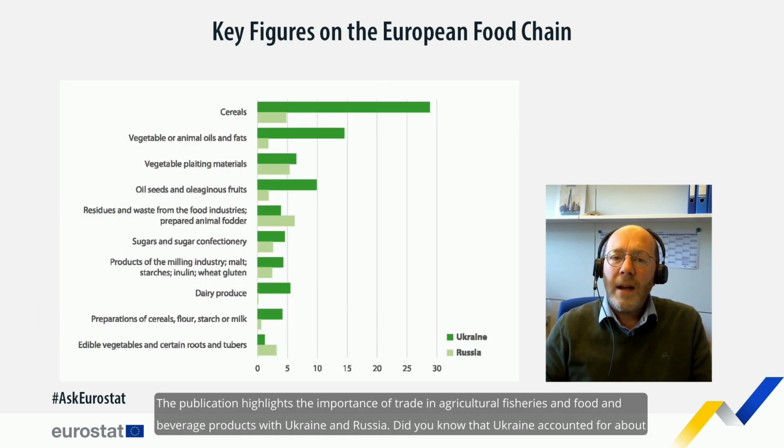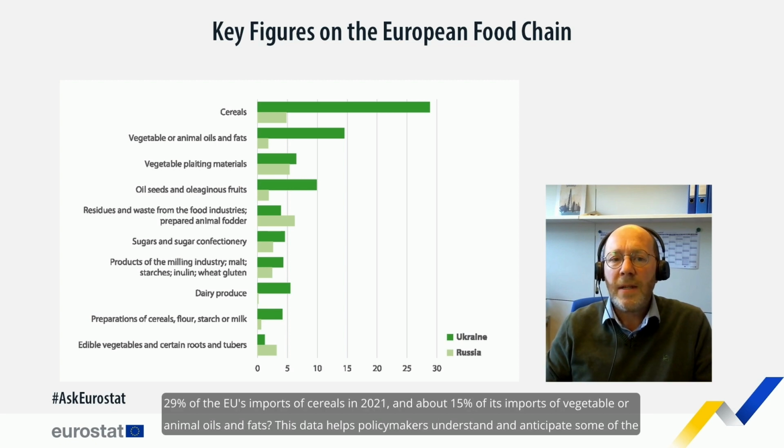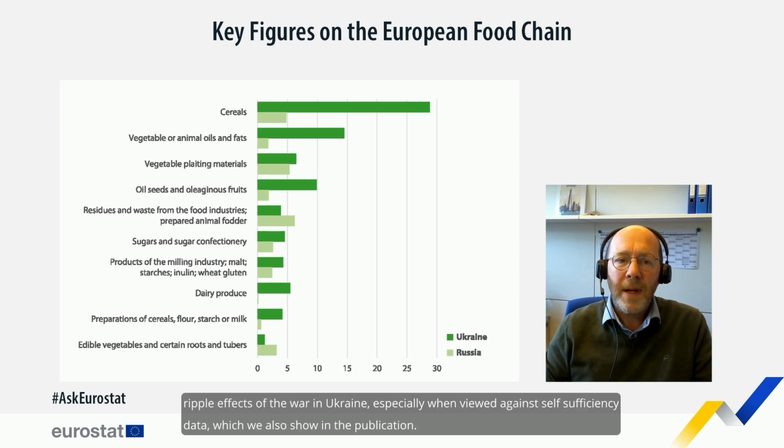The publication highlights the importance of trade in agricultural, fisheries and food and beverage products with Ukraine and Russia. Did you know that Ukraine accounted for about 29% of the EU's imports of cereals in 2021 and about 15% of its imports of vegetable or animal oils and fats? This data helps policymakers understand and anticipate some of the ripple effects of the war in Ukraine, especially when viewed against self-sufficiency data, which we also show in the publication.